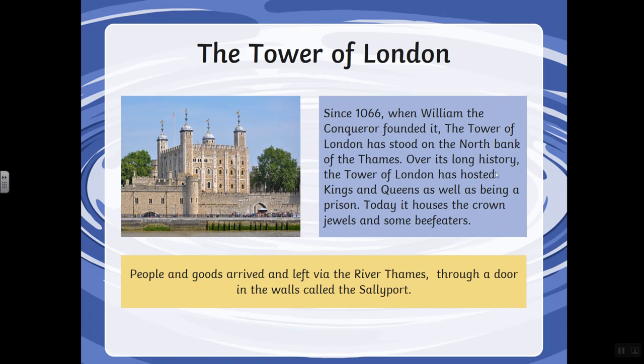Since 1066, when William the Conqueror founded it, the Tower of London has stood on the north bank of the Thames. Over its long history, the Tower of London has hosted kings and queens, as well as being a prison. Today, it houses the crown jewels and is looked after by the beef eaters. People and goods arrived and left via the River Thames through a door in the walls called the Sally Port, and you can see it there, the Sally Port.